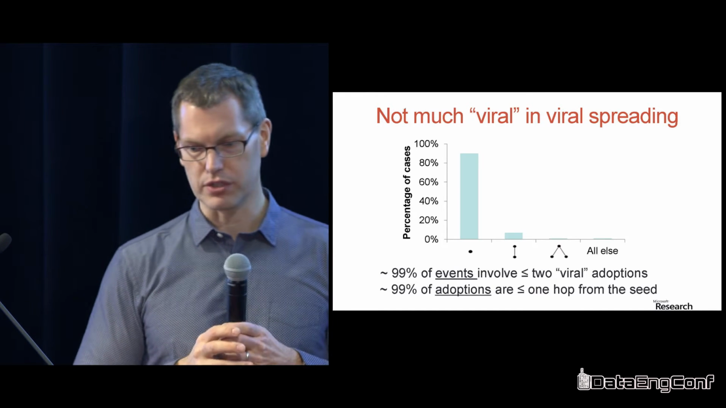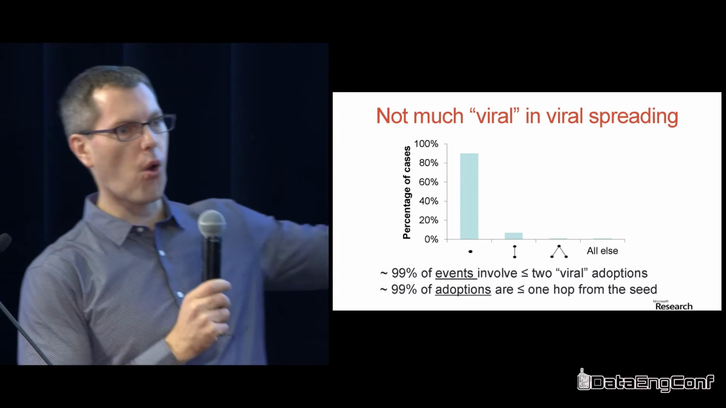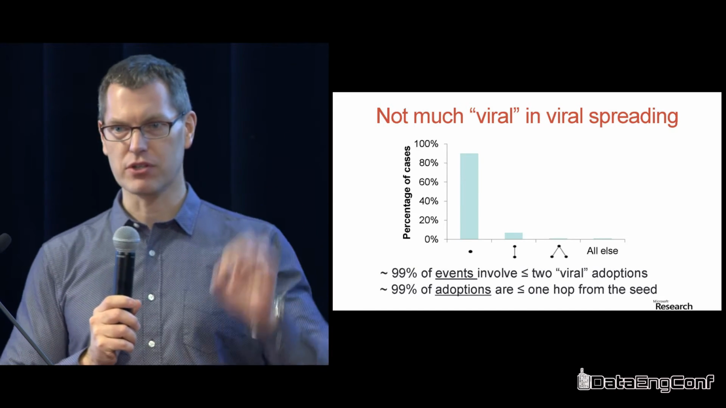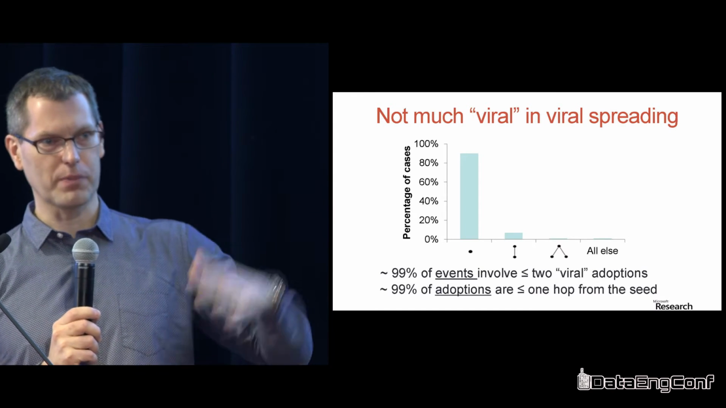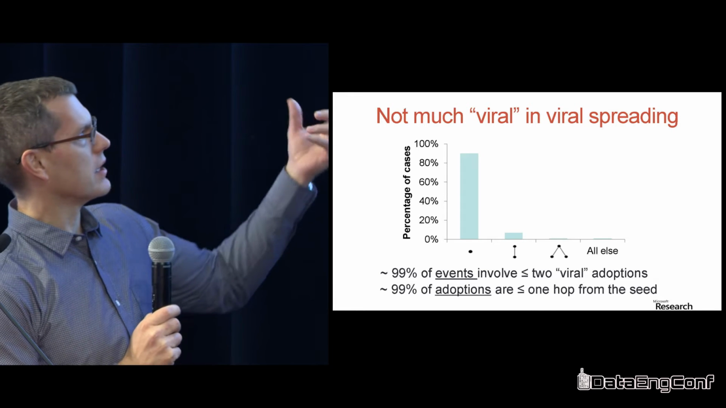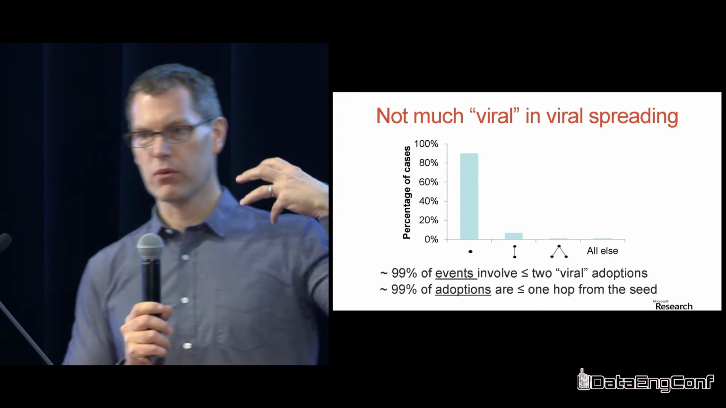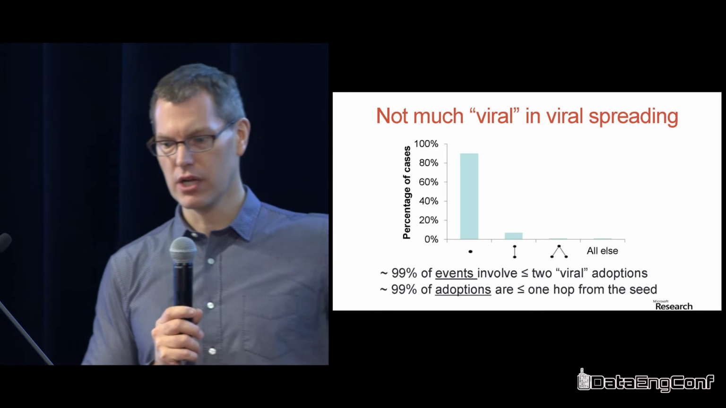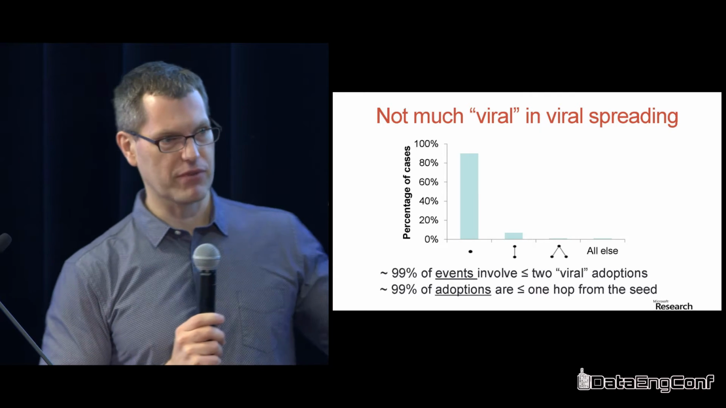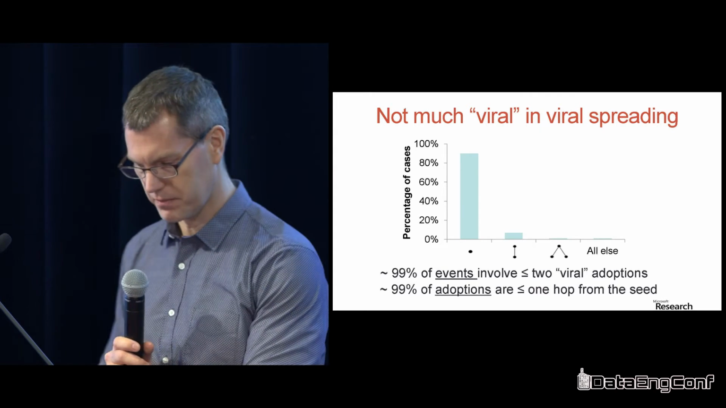In fact, what we can show is a stronger statement: if you look at all the adoptions, everything that happened, not just the things that initiated cascades, but all the people in all of the cascades, 99% of them were only one hop from the seed. So we have this intuition that things are spreading in these large cascades, but in fact, almost everything that we see looks like one of these little motifs here.